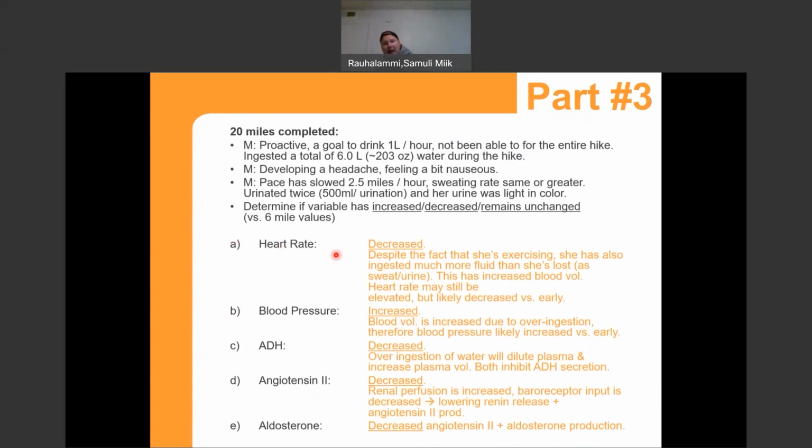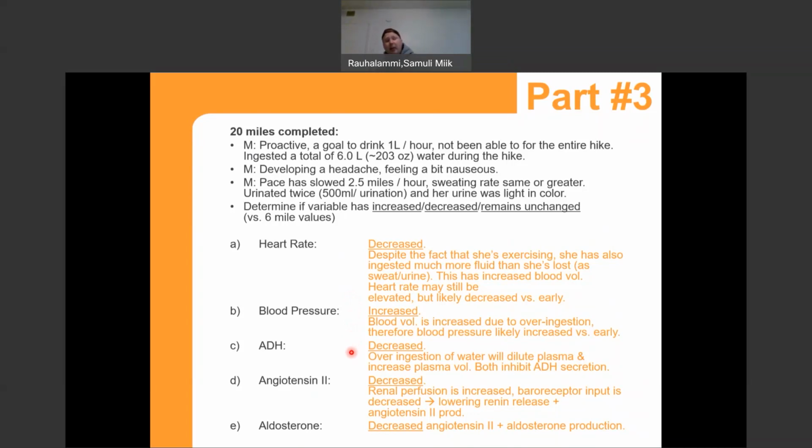Her heart rate might likely be decreased. Despite the fact that she's exercising, she has also ingested much more fluids than she lost. So this increases the blood volume. Heart rate may be still elevated, but likely lower than early on. Blood pressure, I would expect that to be increased because the blood volume is increased due to the over-ingestion of water, and therefore the blood pressure will likely increase when compared to the early values.